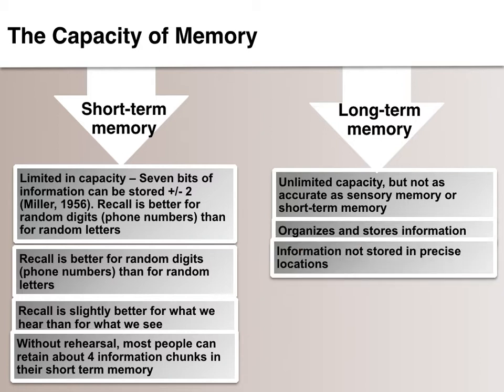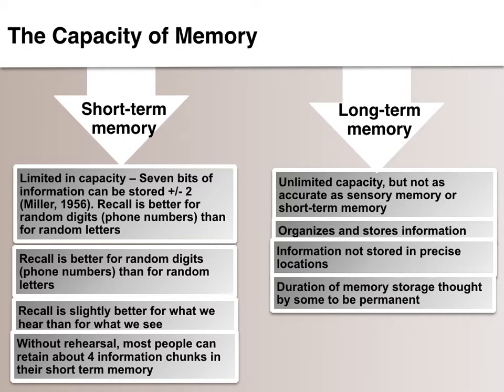Information is not stored in precise locations. We see biologically that it's stored throughout the brain. There's not just one area where memories are stored. And the duration, how long do we keep these memories? There's some evidence that these may be permanent, and when we don't remember things, it's that we're not getting accurate cues to recall it. So again, we don't really know. We haven't found a cap for how much storage we have in long-term memory, and we haven't found a cap for how long we can store something.